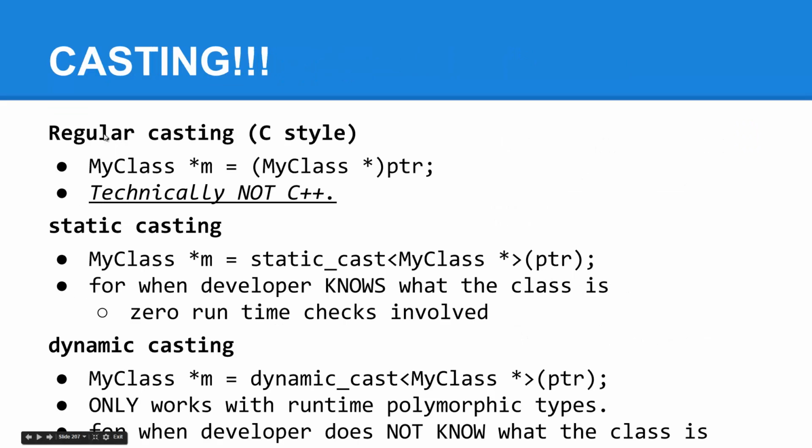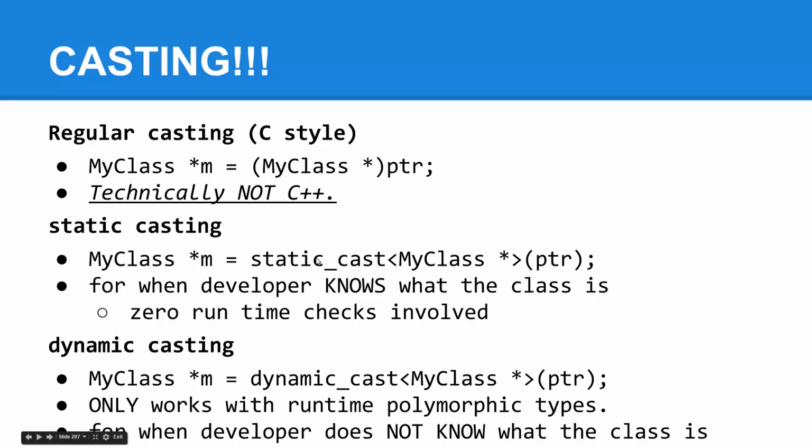And this brings us to casting, probably the most important topic of this lecture. And if anyone's come from C, they're familiar with the C-style casting, which is technically not C++. Anyone who's been taught C++ properly would have been told this. There's static, dynamic, const, and reinterpret cast, and we're going to go over those. And these are the ways C++ handles changing the type of an object or a pointer.